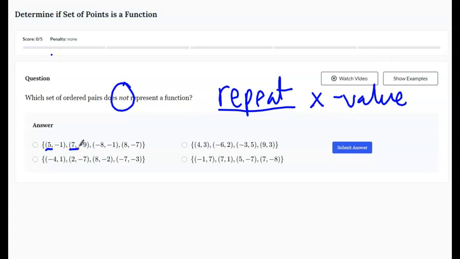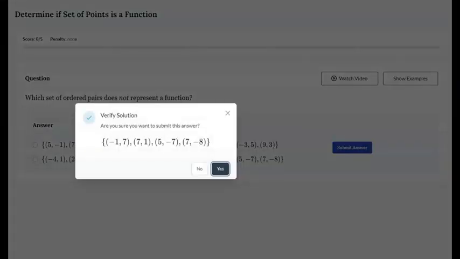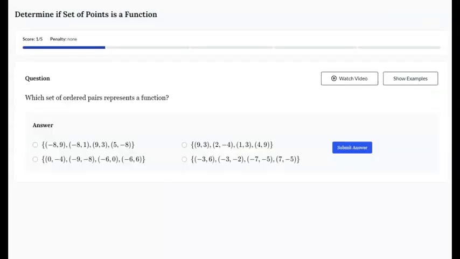So let's scan these x values and find a group that has a repeating x value. Oh, there it is. A repeating x value, 7, with different y values, 1 and negative 8. This one is not a function. Let's try again. This one says which set of ordered pairs does represent a function.